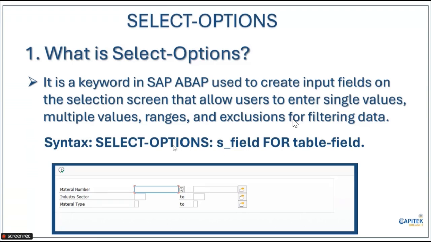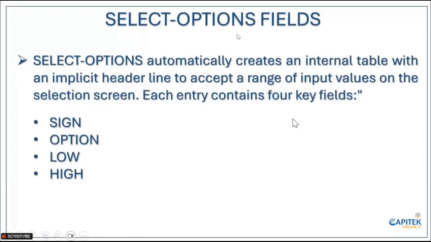Okay, fine. So select options actually acts like an internal table. We already know the concept of internal table and work area. We have seen many examples so far. So similarly, select options work like an internal table. So this has the implicit header line. It means it has the implicit work area. The work area of the select options and the internal table name are both the same.